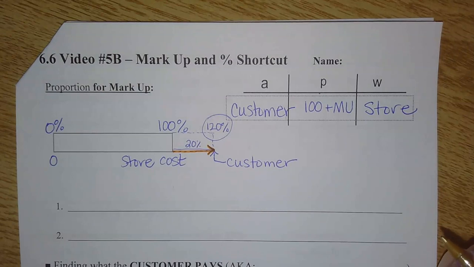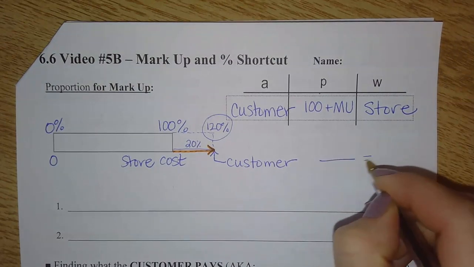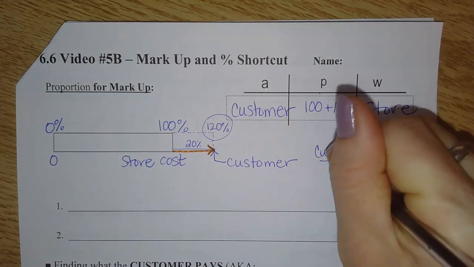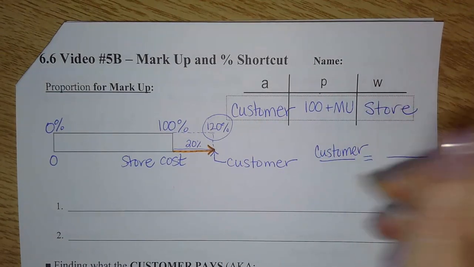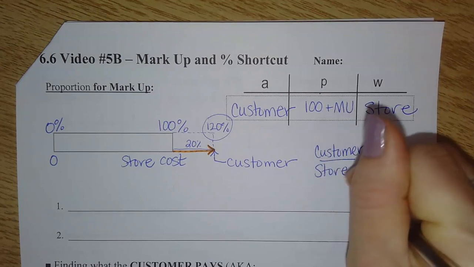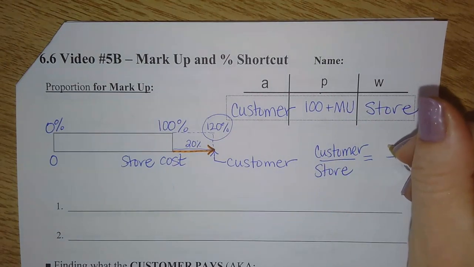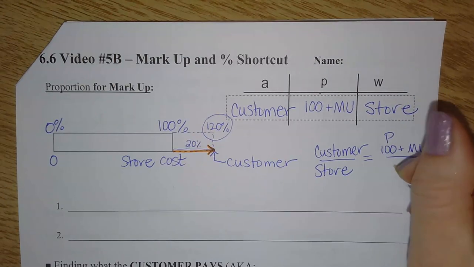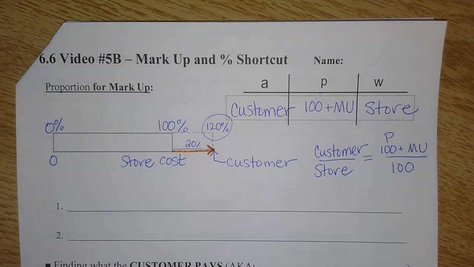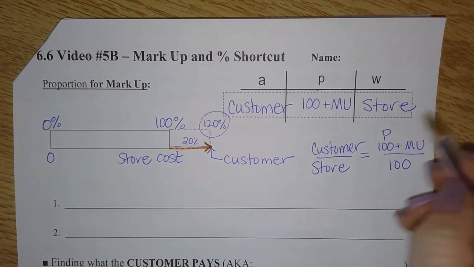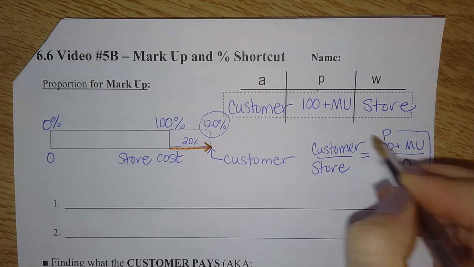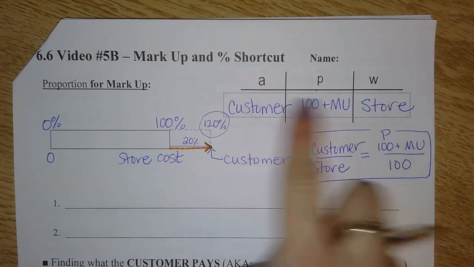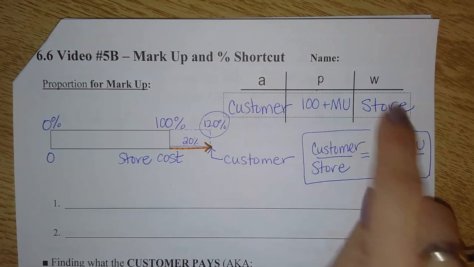Okay? So when we write our proportion now, it's going to look like this. A over W is going to be customer over store equals the percent here, but what we're using for P is 100 plus the markup over 100. Okay? So this is our proportion that we're going to be using, but we're still going to keep it straight in these to set it up using this format right here.